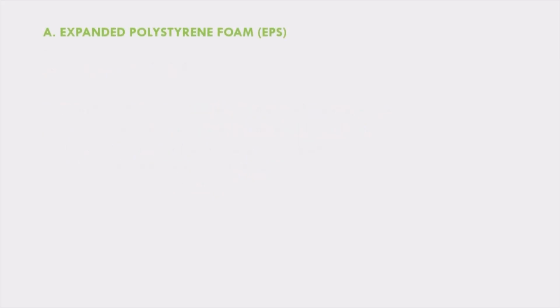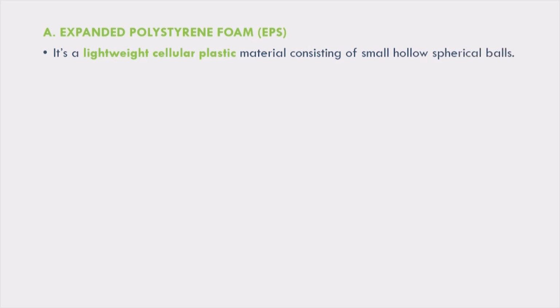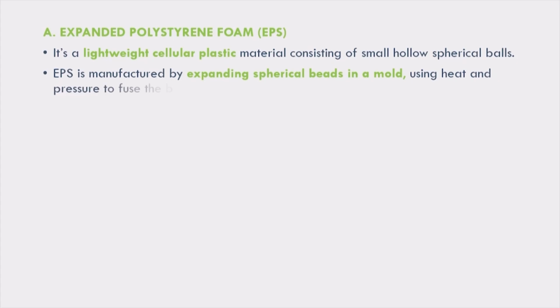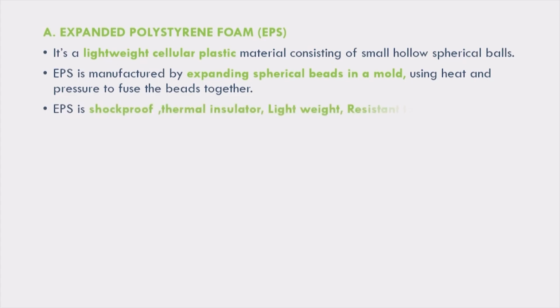Expanded polystyrene foam (EPS). It is a lightweight cellular plastic material consisting of small hollow spherical balls. EPS is manufactured by expanding spherical beads in a mold using heat and pressure to fuse the beads together. EPS is shockproof, a thermal insulator, lightweight, resistant to humidity, chemical resistant, and compression resistant.